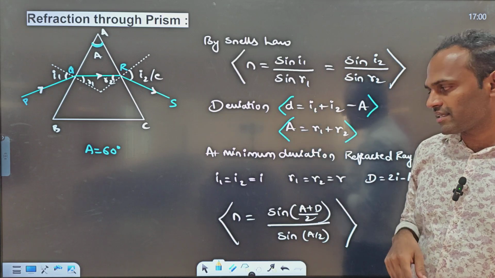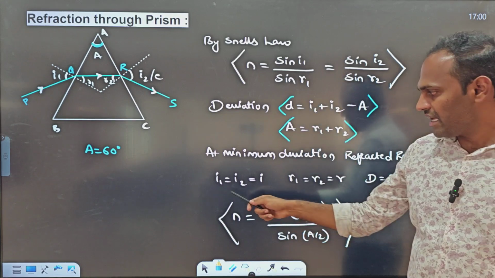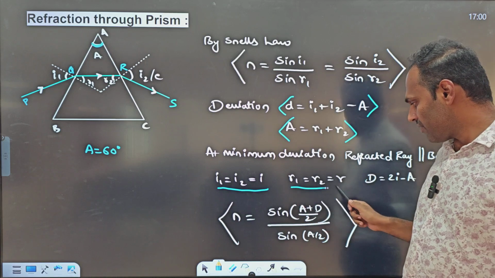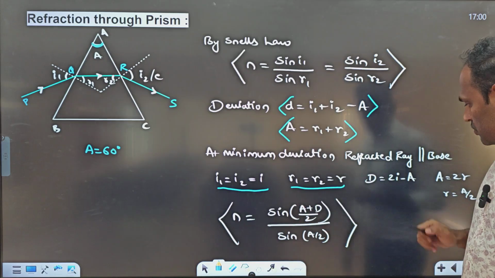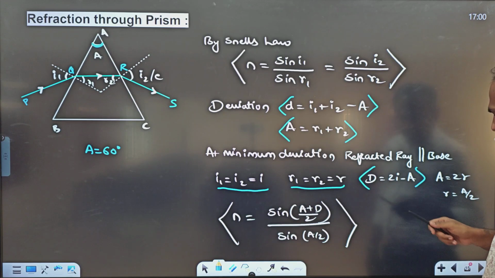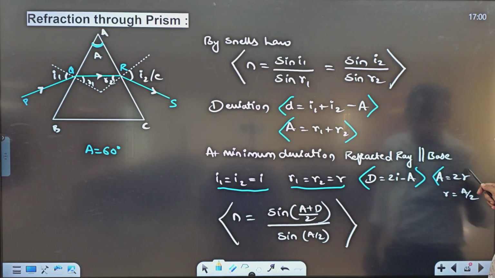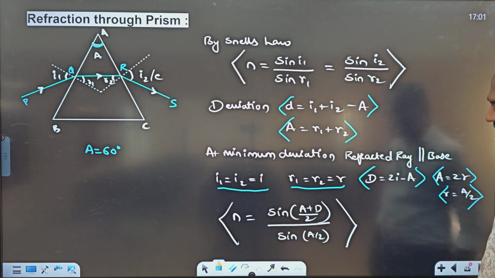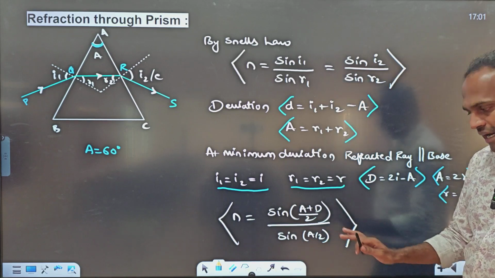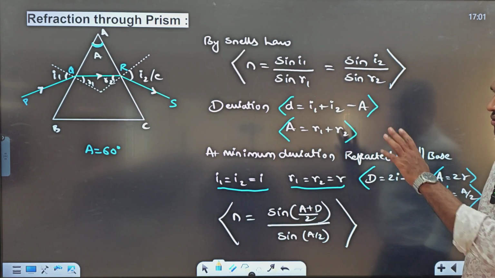At minimum deviation, the angles of incidence I1 and I2 both will be equal to I. Refraction angles R1 and R2 both will be equal to R. So deviation will become 2I minus A. Angle of prism will be 2R, or you can write refraction angle is equal to A by 2. Refractive index of the prism is sin of (A plus D) by 2 divided by sin A by 2, right? You would have derived this in theory. So that's all about the prism.